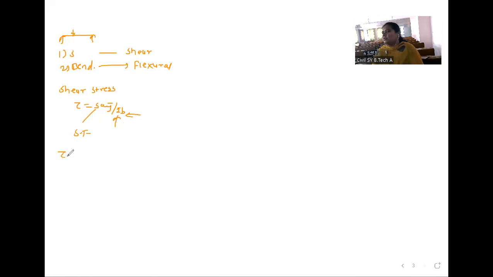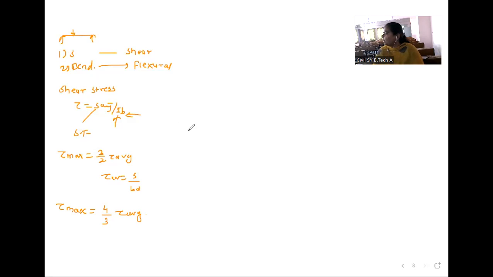After that, we discussed one relation for rectangular section: tau max is equal to 3/2 times tau average, and tau average is force upon area of that particular section. We studied maximum shear stress for circular section: 4/3 tau average, and here tau average is force upon area. And after that, we solved numericals. So our unit number 7 is over.